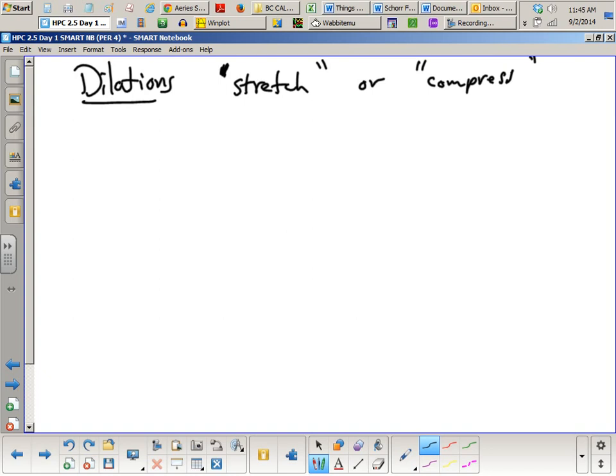All right. So there are 4 possible stretches that we do. We do horizontal stretch, horizontal compression. We do vertical stretch and vertical compression. So just those 4 right now. All right, so let's talk about the first one. If you see f of ax, and a is a number between 0 and 1, this is a horizontal stretch.